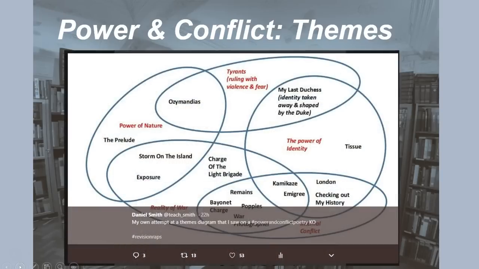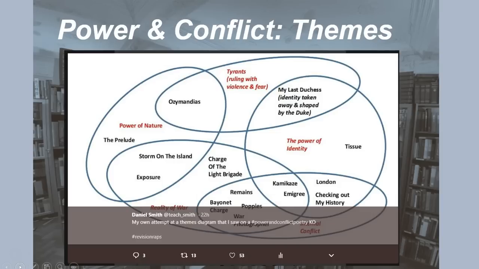Now, this is a kind of Venn diagram. It compares all 15 power and conflict poems by various themes. However, I still wasn't happy with it. Despite the compliments that it got, I still thought it could be improved.